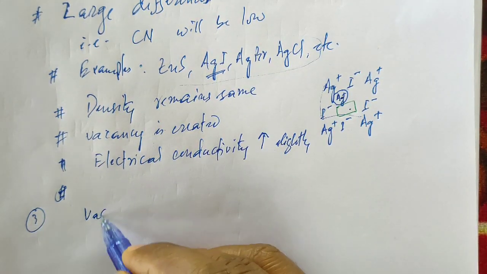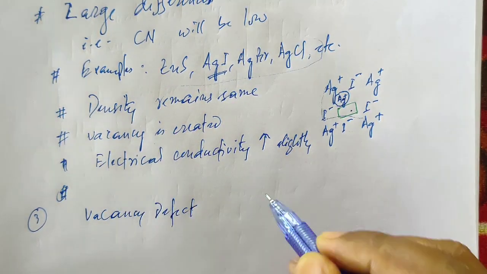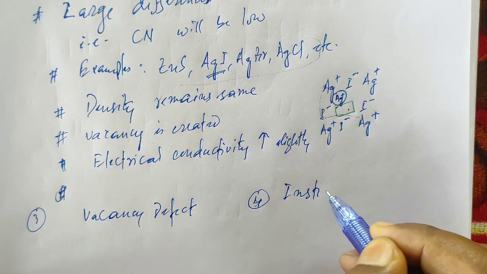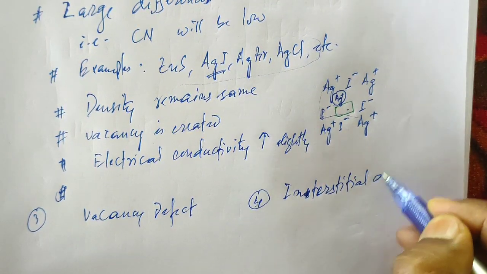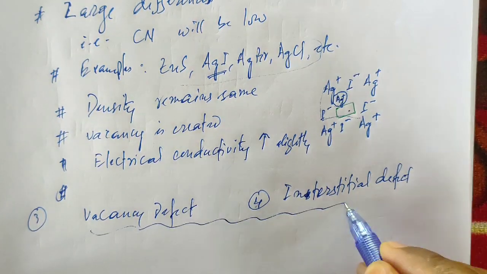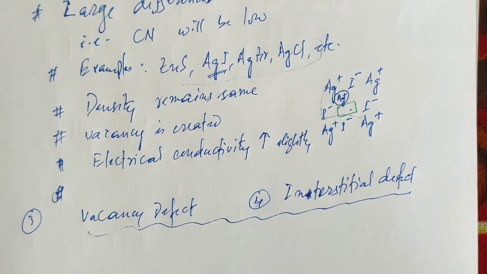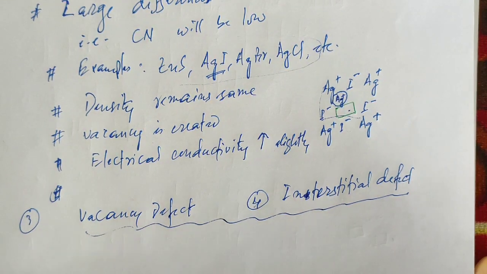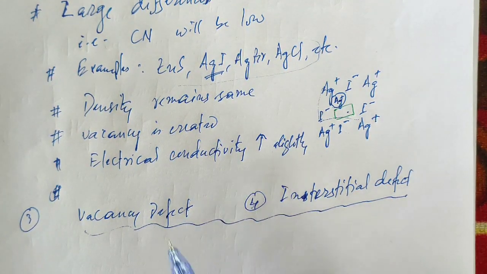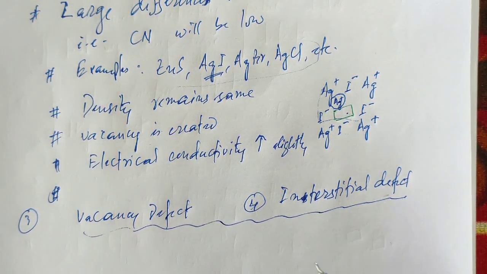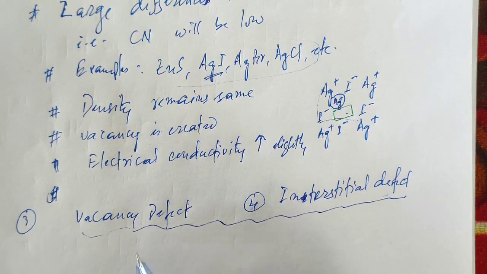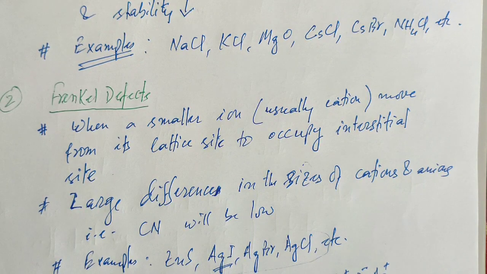Let me write their names only. Third one is vacancy defect, and fourth one is interstitial defect. Now these two defects are general terms which may be applied to covalent or ionic solids, mainly covalent solids. This arises in Schottky defect also, and this arises in Frenkel defect. So I'm not writing more points on these two defects, because the important ones are only Frenkel and Schottky defect. For this video, let me finish here.